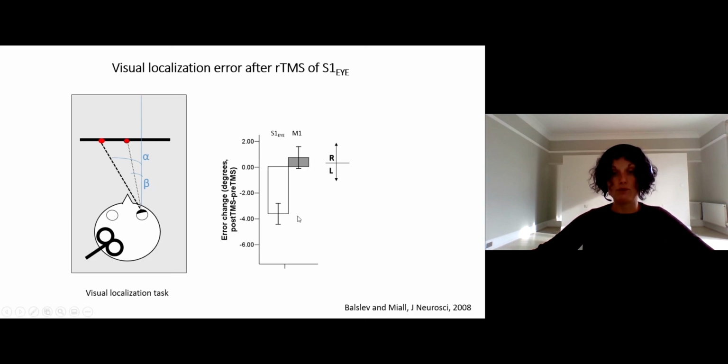And that's exactly what we found, an error about 4 degrees to the left in the post-TMS session relative to the pre-TMS session. And this was specific for the somatosensory cortex and did not occur after the motor cortex stimulation. We had several control conditions in that paper to make sure that this is caused by a change in the proprioceptive input, but this is the experiment that validated the use of transcranial magnetic stimulation as a tool for interfering with ocular proprioception in humans.